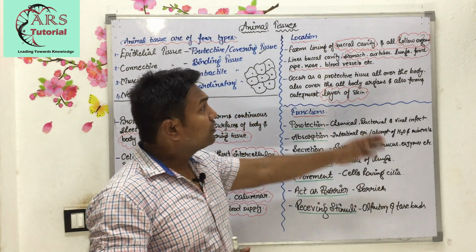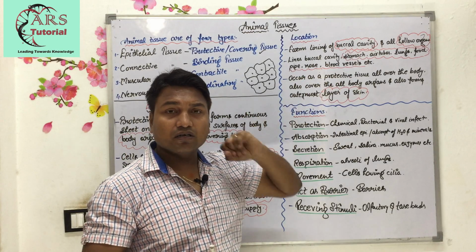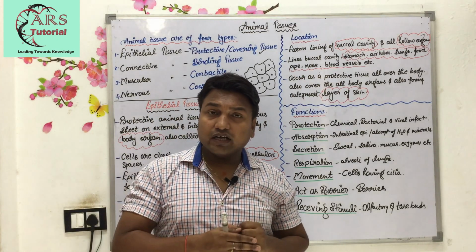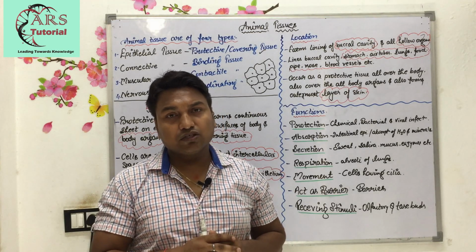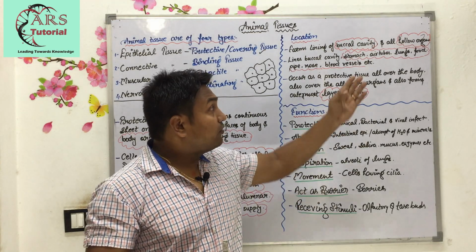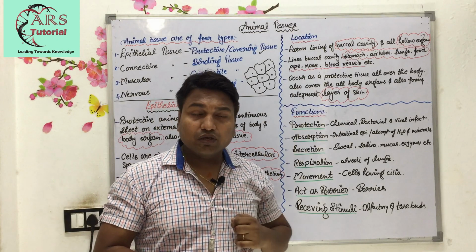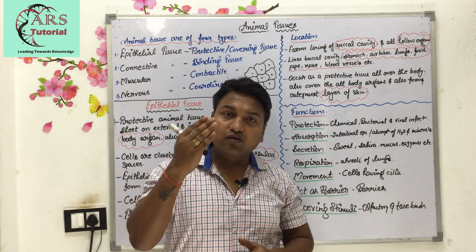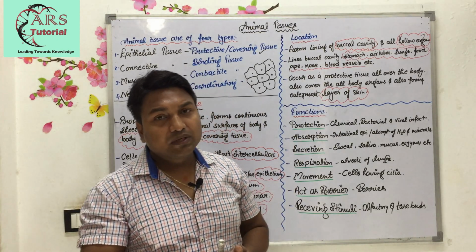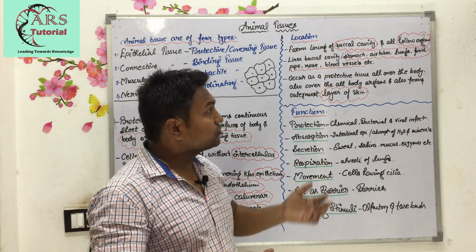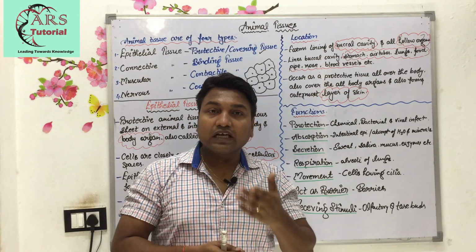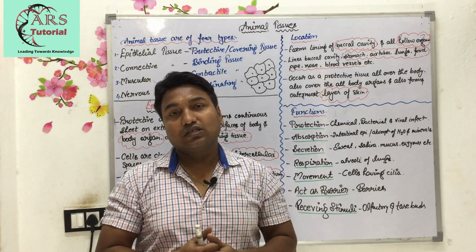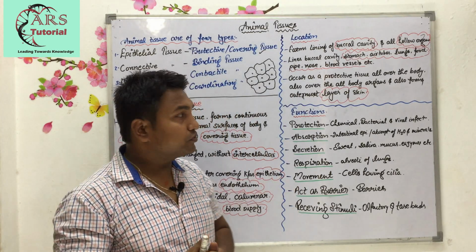For example, if we take the stomach, then the outer layer and the inner layer of the stomach are formed of epithelial tissue. Next is the air tube, or trachea. The inner lining of the trachea is also formed of epithelial tissue. Then lungs, food pipe, or esophagus, and the nose. The inner lining of the nose is formed of epithelial tissue.